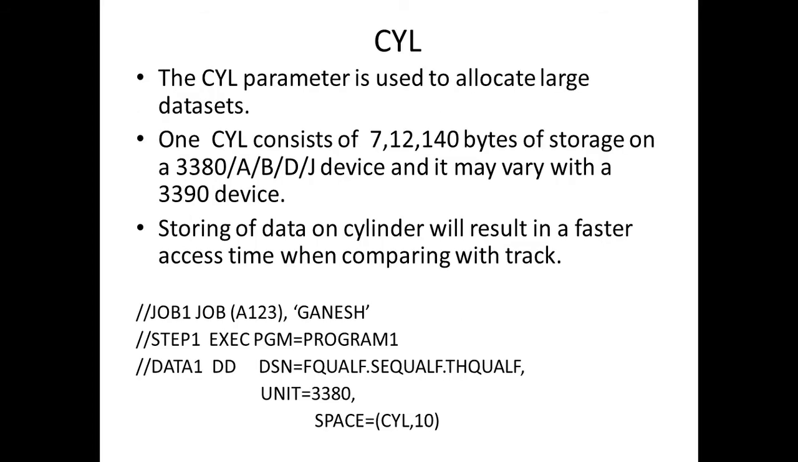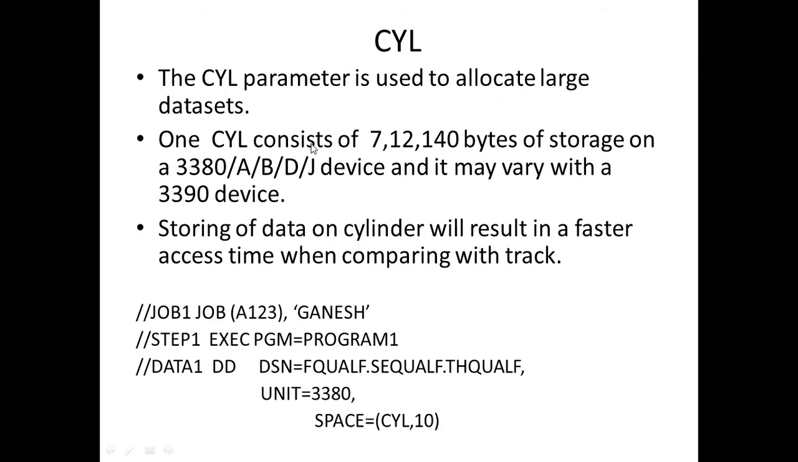And the next example is cylinder. So when we have to create a larger data set, when comparing with the data set which we have created using track, we will go for cylinder. So whenever we need to create a small data set, we can go for tracks, and whenever we need to create a larger data set, we can go for cylinders. So cylinder parameter is used to allocate large data sets.